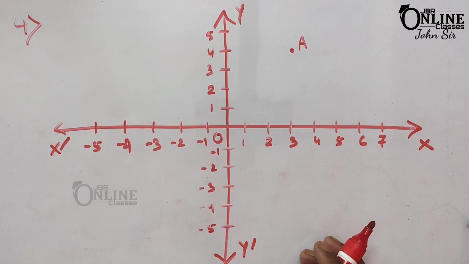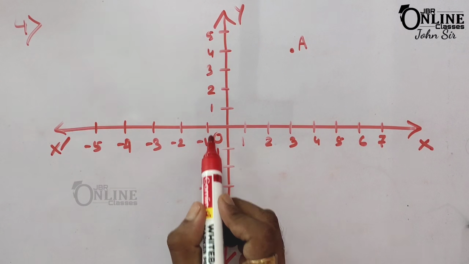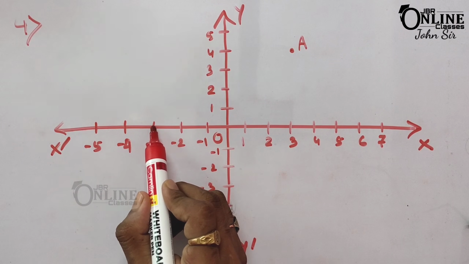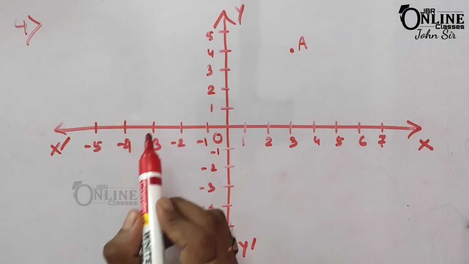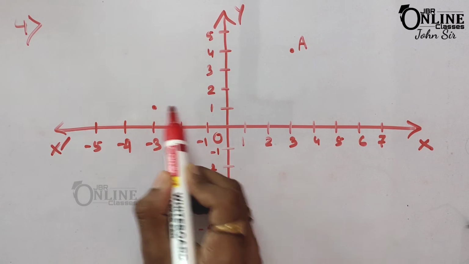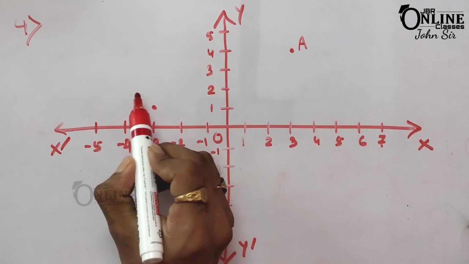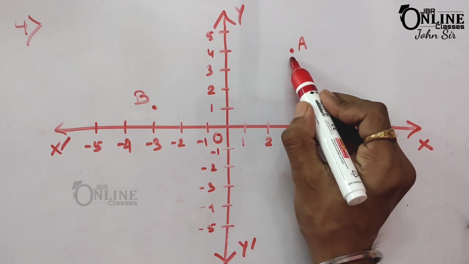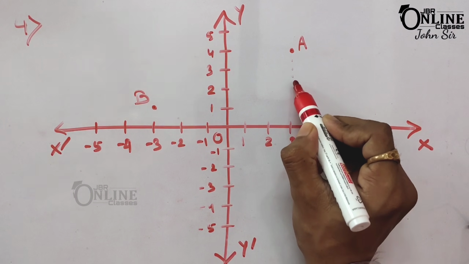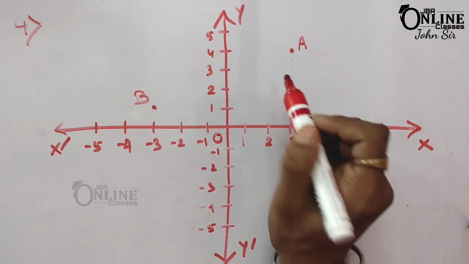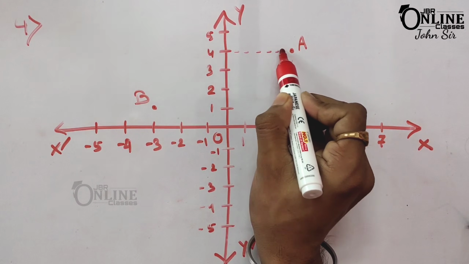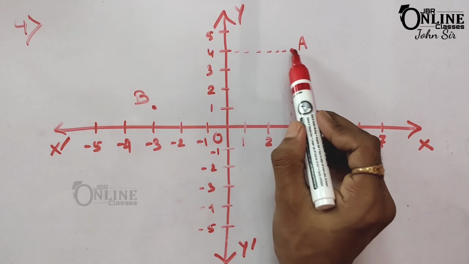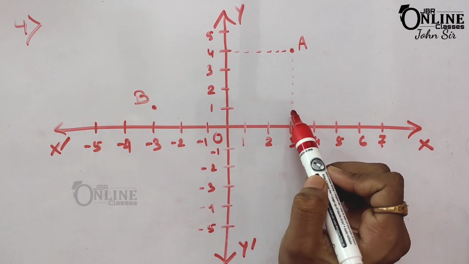Next B, -3 and 1. So here -3 means 1, 2, 3, here -3. Then positive 1 means upper side. So write down here, positive 1, that one is B. So you can also mark it in this way, so you can easily understand this one. The point will be on the intersection of these two lines.